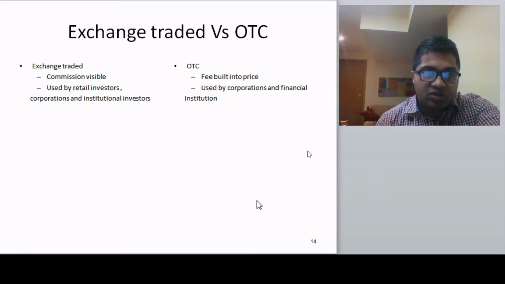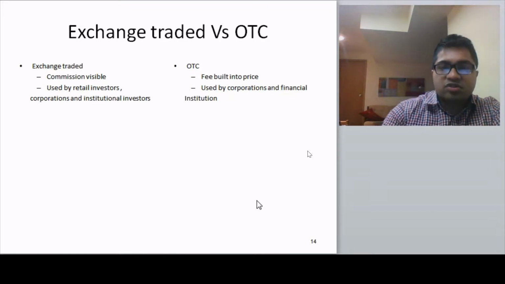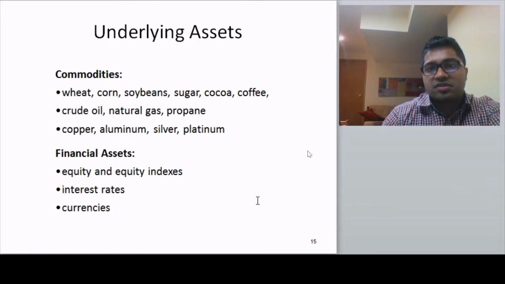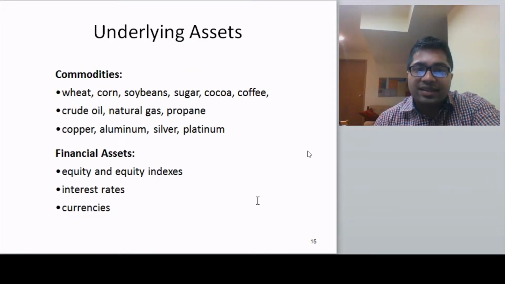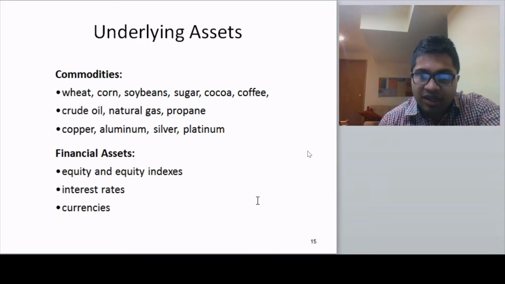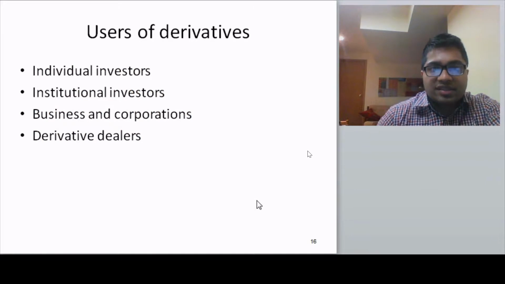Exchange traded are majorly used by retail investors, corporations and institutional investors. OTCs are majorly used by corporations and financial institutions. Now, underlying assets can be anything. It can be commodities like wheat, corn, soybean, sugar, cocoa, coffee, crude oil, natural gas, propane, copper, aluminium, silver, platinum. Major volumes are there for oil. Financial assets can be equity stocks as well as equity indexes, with more volume for equity indexes vis-a-vis stocks. They can be interest rates or they can be currencies.